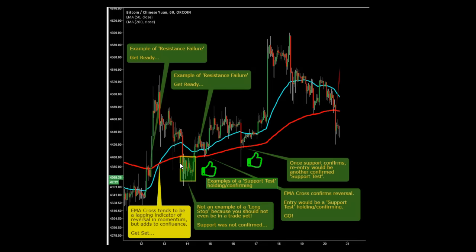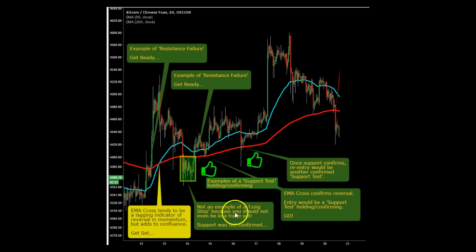So what we do have is another example of a resistance failure. So a lot of people may have, traditionally they'd go long here on this cross, they would have bought the top, and then they would have been down pretty heavily on this. A lot of people likely would have sold. There's a bear pattern here, the bear flag.